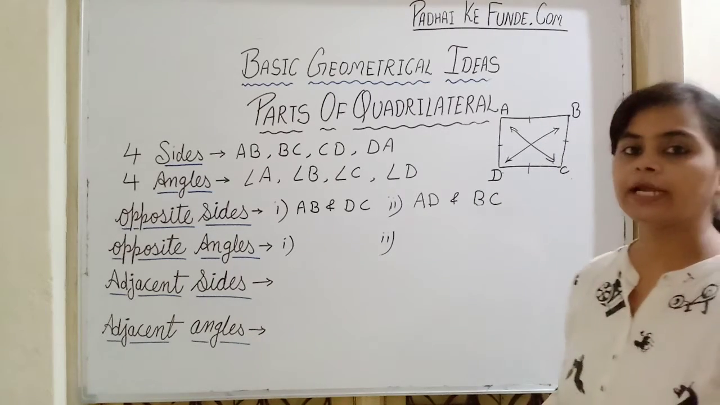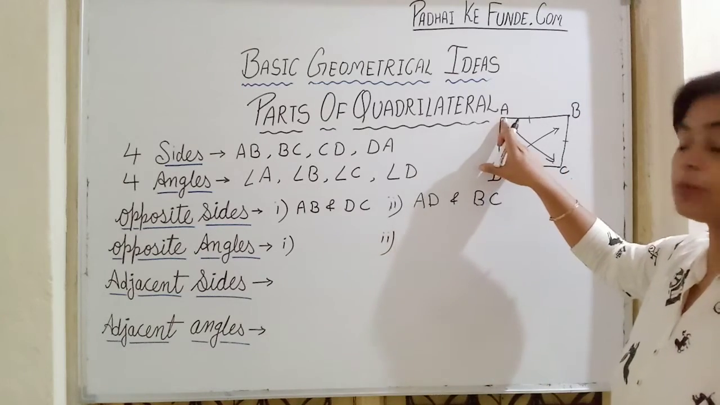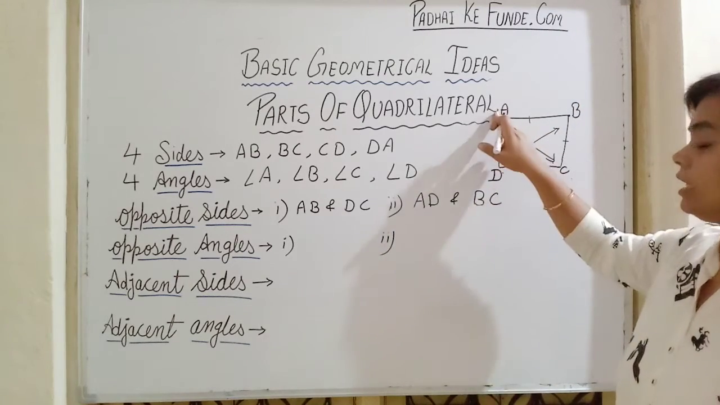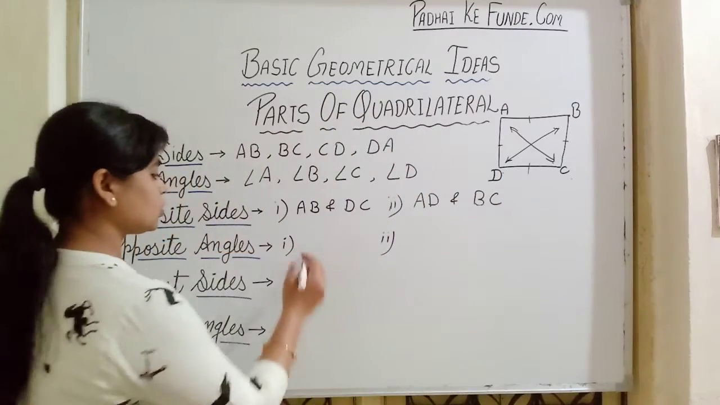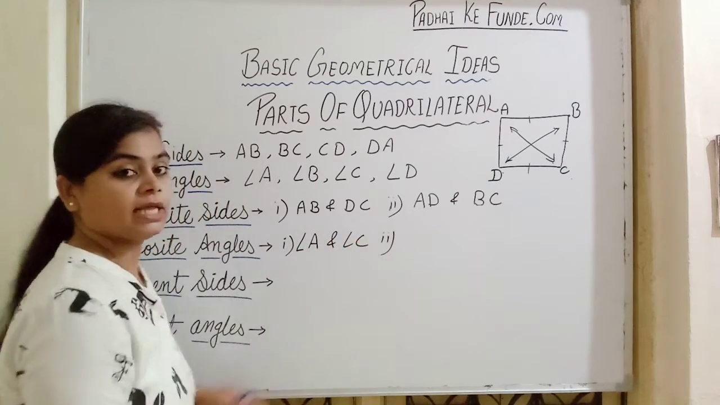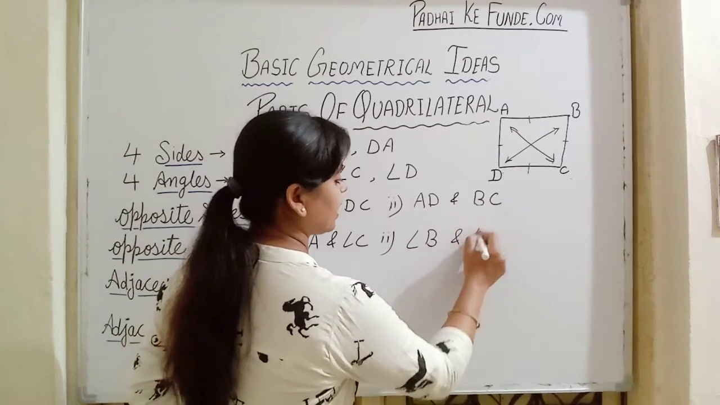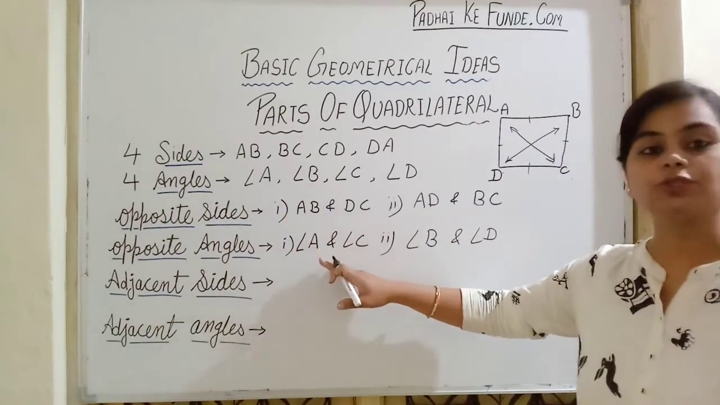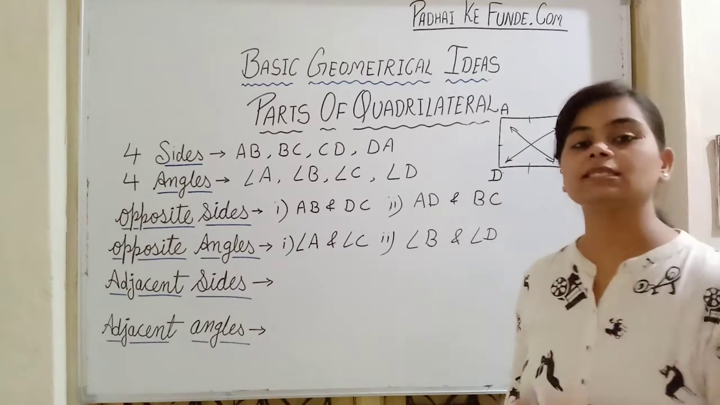The simple trick to write it: write the names of alternate corners, that means by leaving one. If you are finding the opposite of A, leave B, so C. Opposite of D, leave A, so B. So these are the opposite angles. So the opposite angles pair is angle A and angle C. And the second pair of opposite angles are angle B and angle D. So we got two pairs of opposite sides and two pairs of opposite angles. Now the next topic is the adjacent relationship between sides and angles.